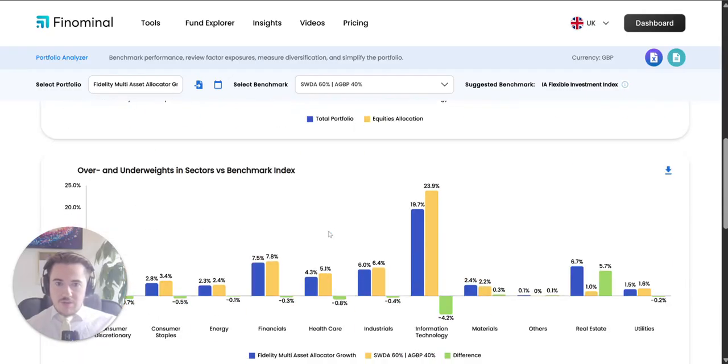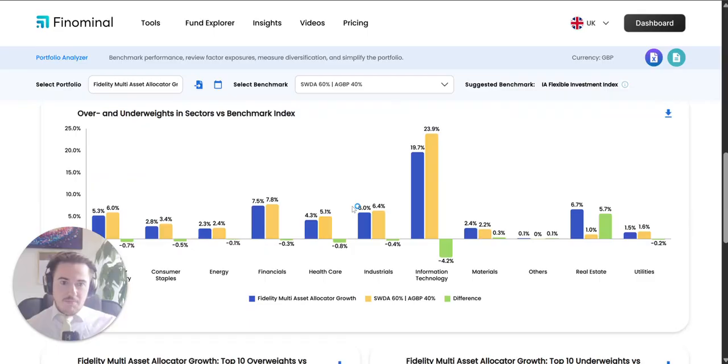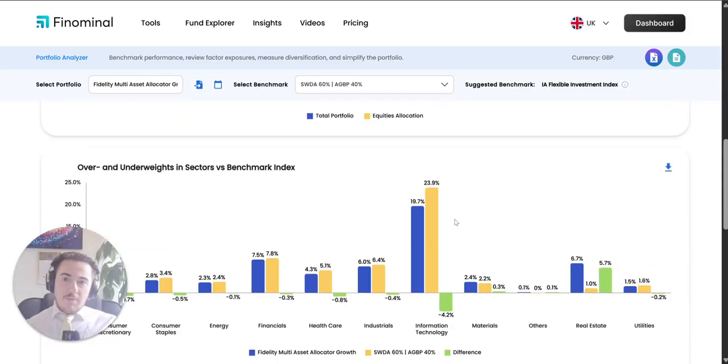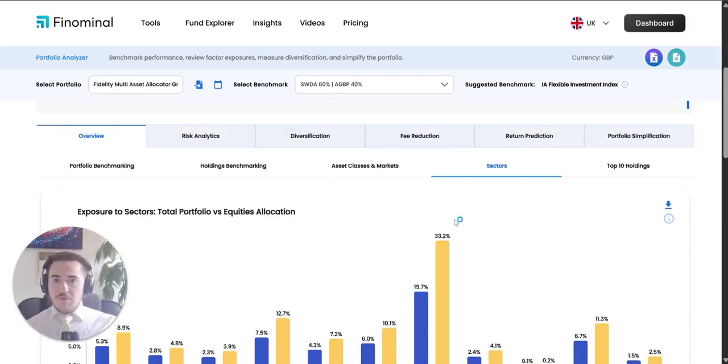But let's look to sectors now, where I note the main sector bets being in information tech at 19.7% of the portfolio, as well as financials, 7.5% of the portfolio, and real estate, 6.7% of the portfolio. Strong differences in real estate, with the portfolio having 5.7% higher allocation to real estate, as well as in information tech having minus 4.2% less allocation to information tech than the portfolio. But those are the main bits I would note on sectors for this particular portfolio.